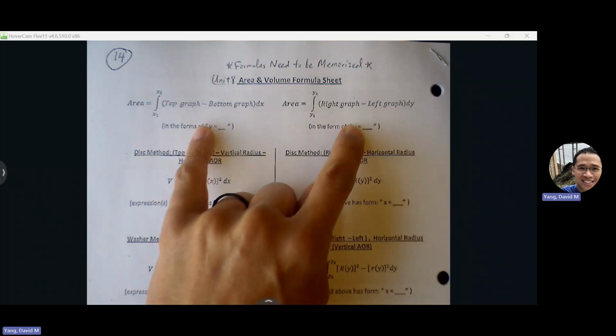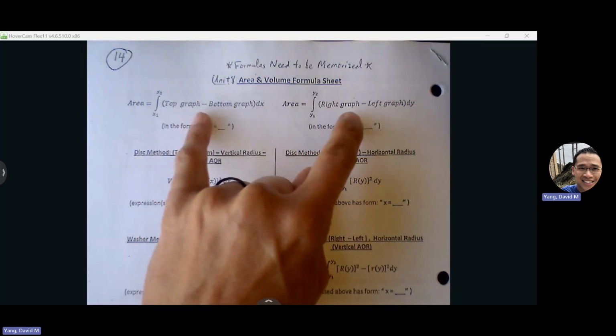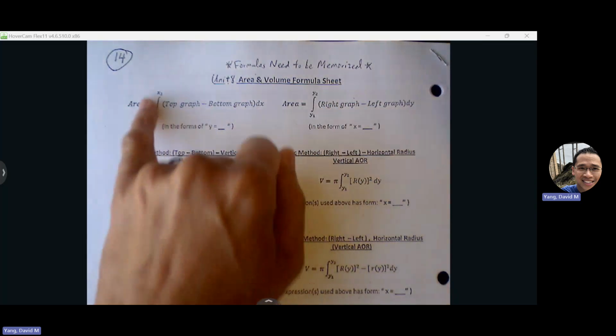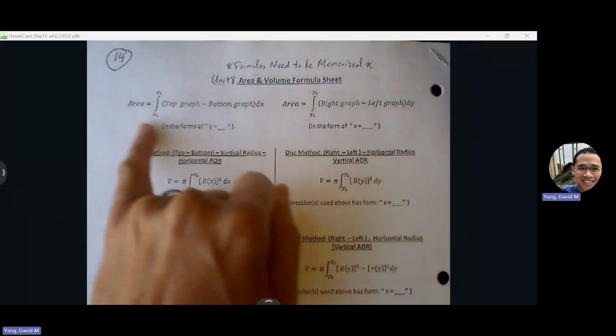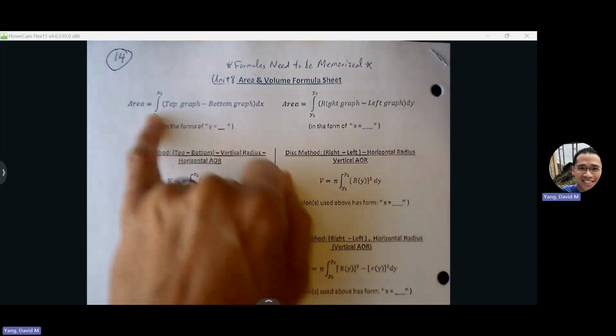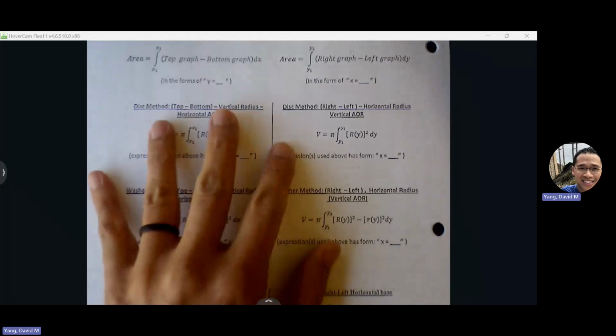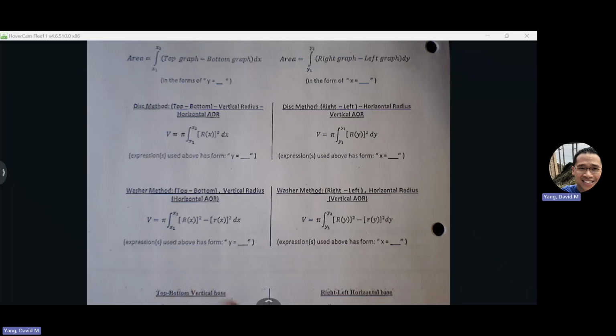We start off with area. Area is just either top minus bottom or right minus left. I think usually with area we can choose. And usually I would say for area, our natural default should be, we should try top minus bottom first. And if that doesn't work, then we can shift to right minus left. So I think our default for area should be top minus bottom. But for this method, washer method, cross section, there's going to be enough context clues for you to know exactly which formula to use.